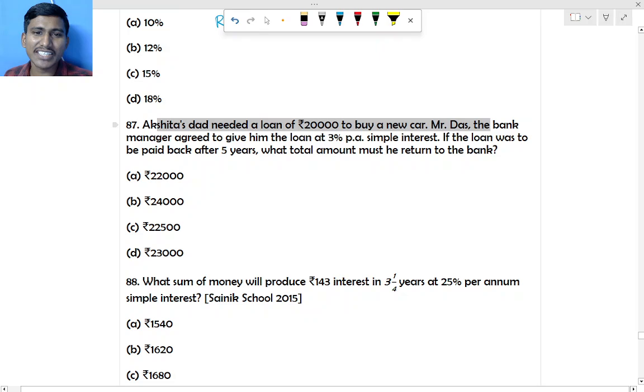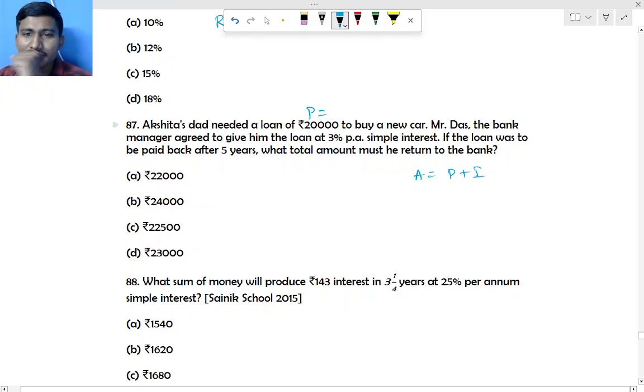Next is Akshita's dad needed a loan of 20,000 to buy a car. Mr. Das, the bank manager, agreed to give him a loan at 3% per annum interest. What was paid back after 5 years? We have to find the total amount here, which is principal plus interest. The loan means principal, 3% means rate of interest, and 5 years means time. So first you find the interest, PTR by 100, and then the amount, that is principal plus interest. So will you be able to do the homework?